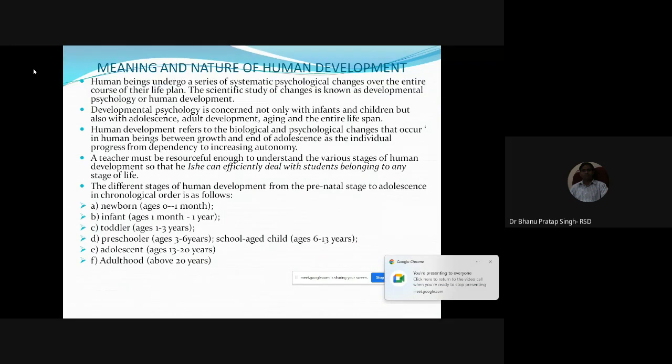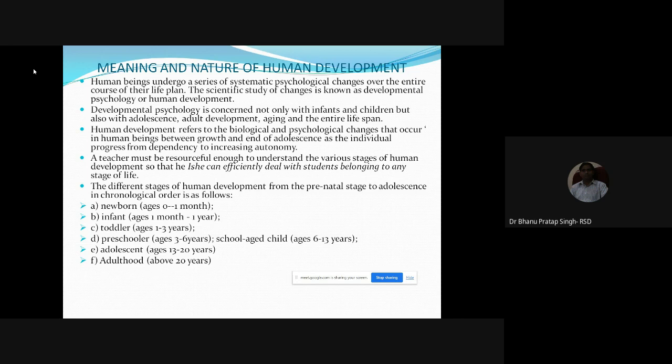We have learned many things about psychology, and if we talk about developmental psychology, it is concerned not only with infants and children, it also deals with adolescents and adult development, spanning the entire lifespan, because psychology also plays an important role at various stages of human life.